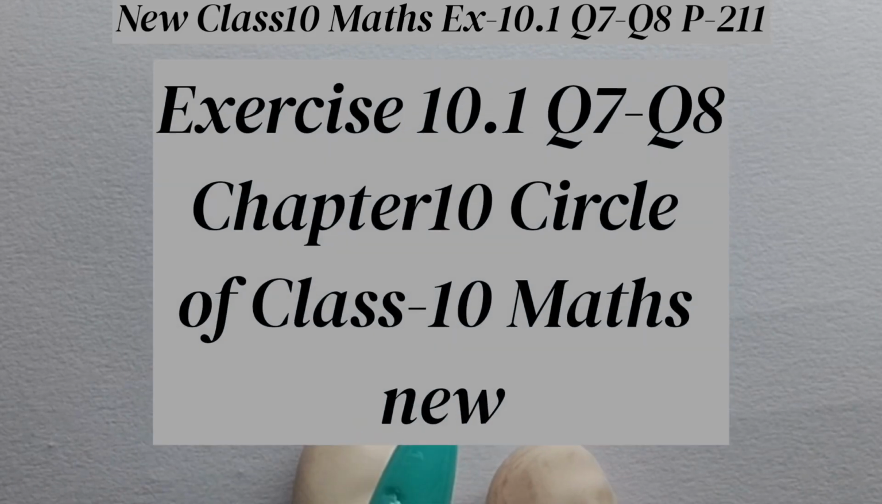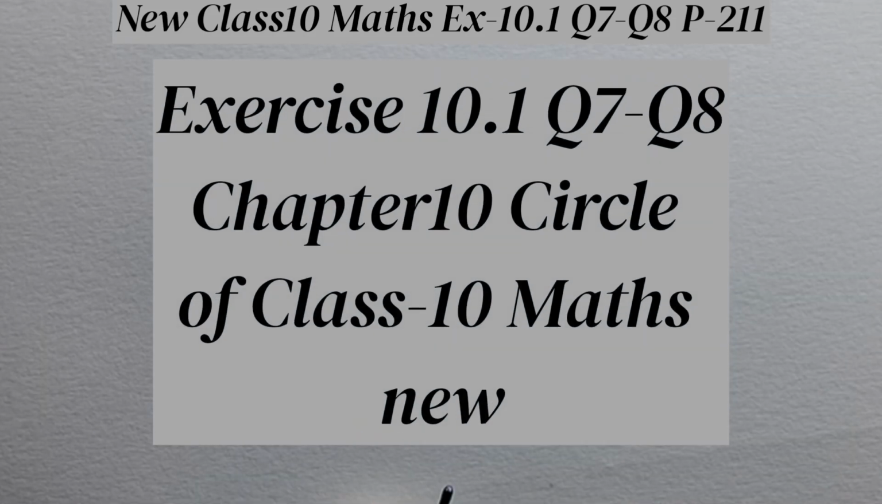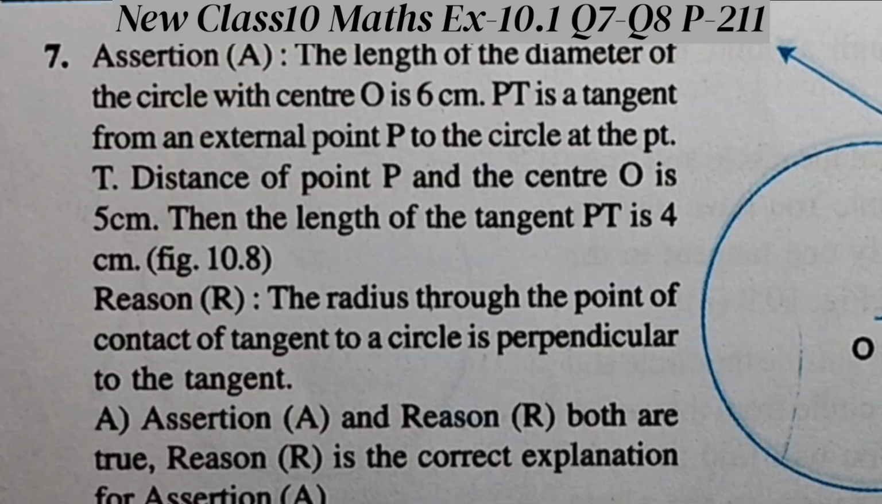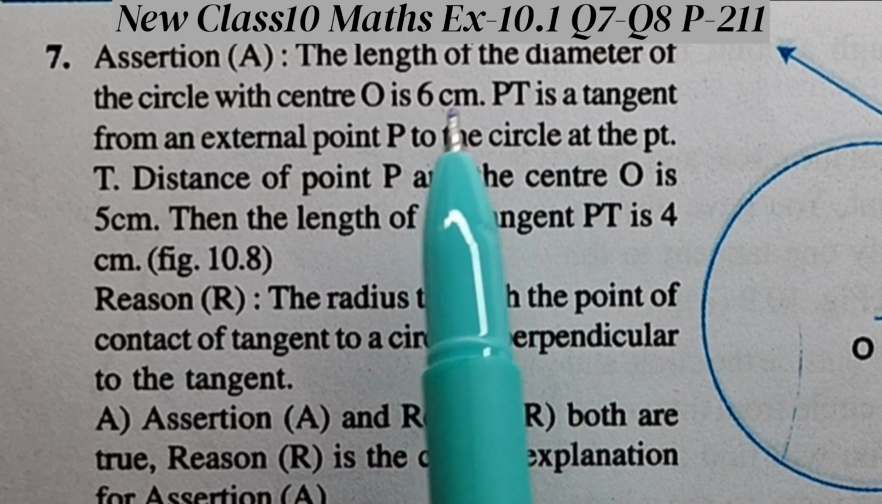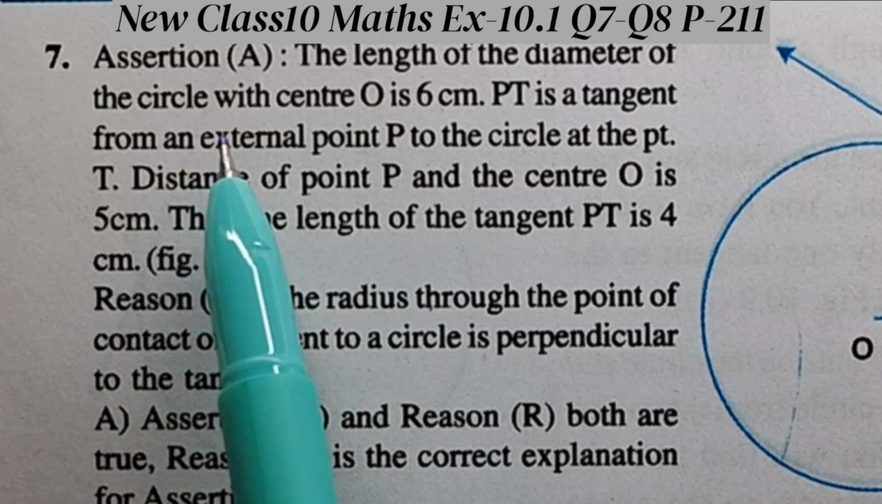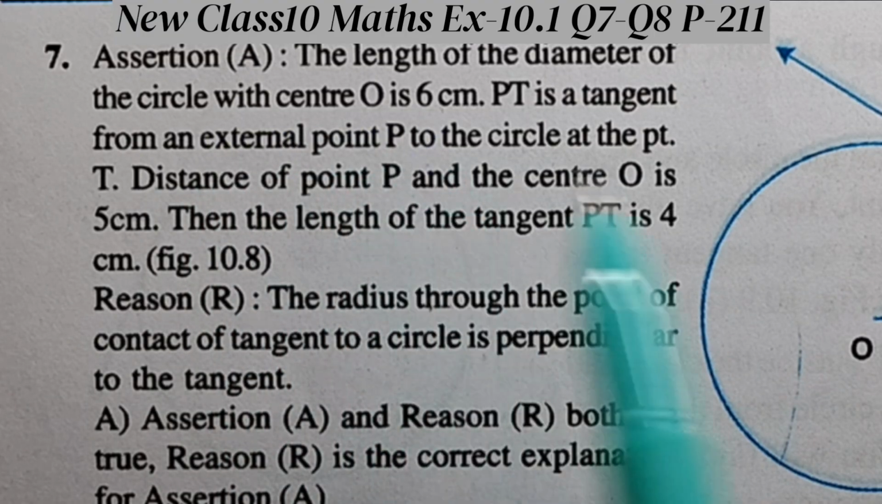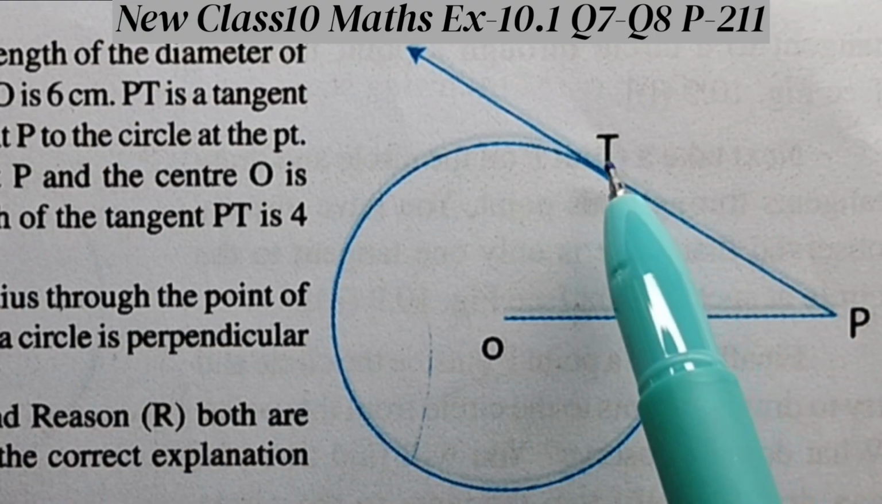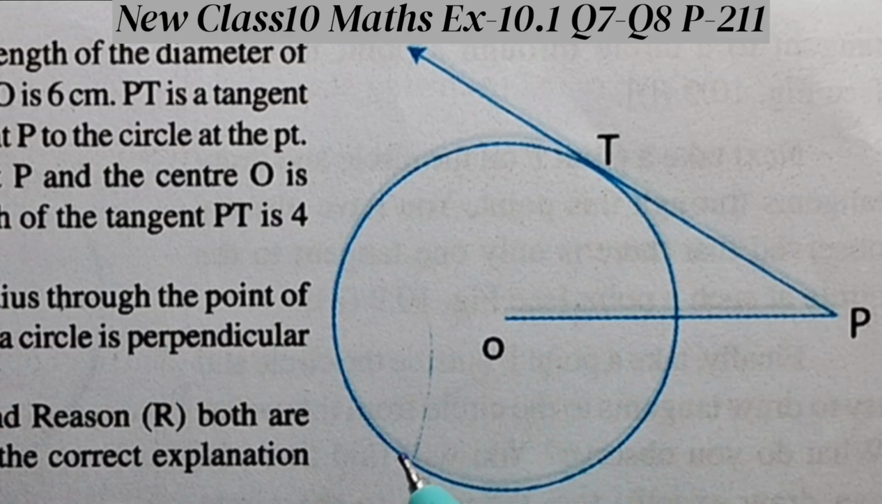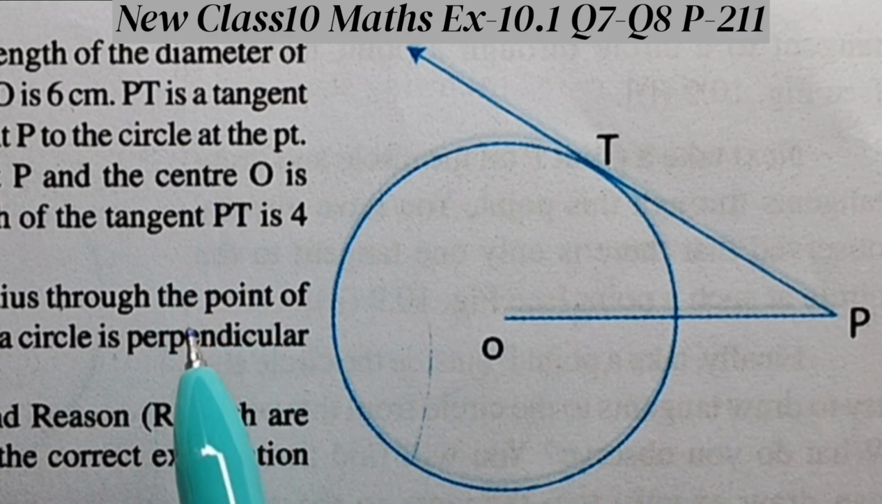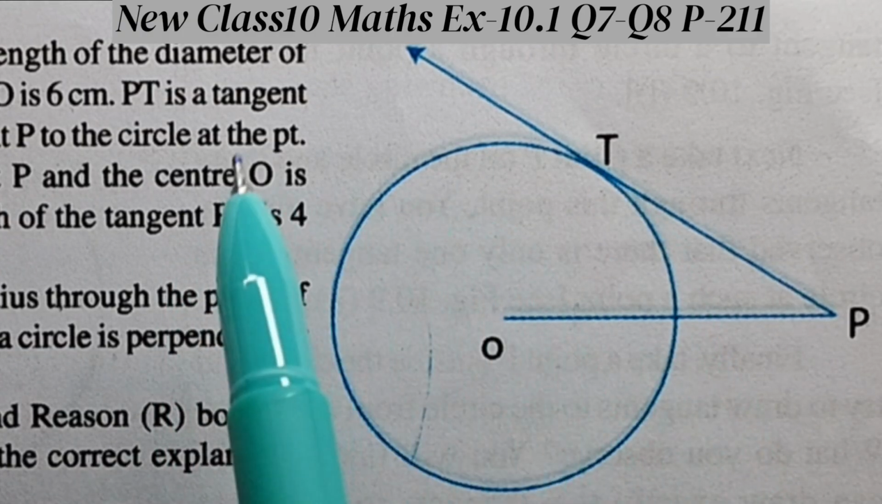Welcome friends and students. I am starting with exercise 10.1, question number 7. Assertion A: the length of the diameter of the circle with center O is 6 cm. The length of the diameter from this point to this point is 6 cm, so the radius will be 3 cm.